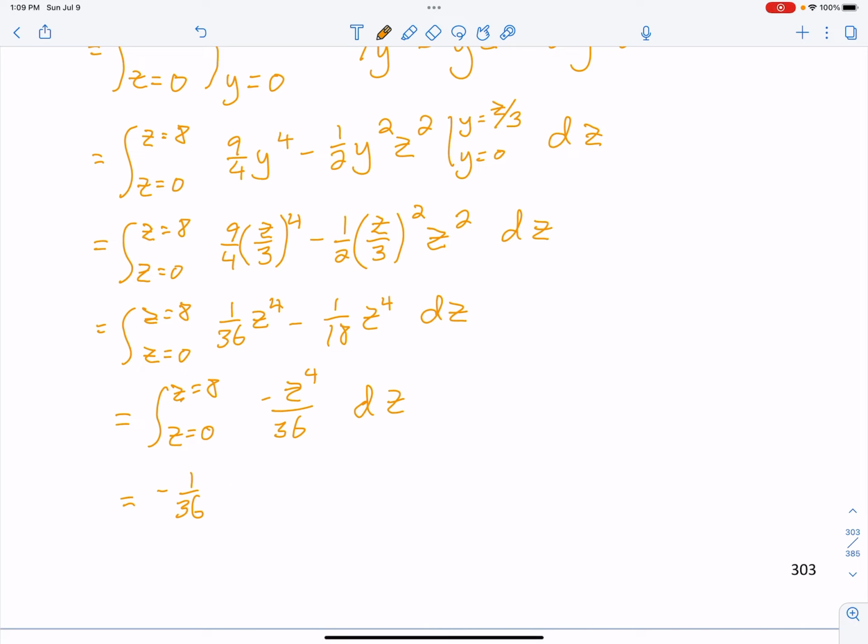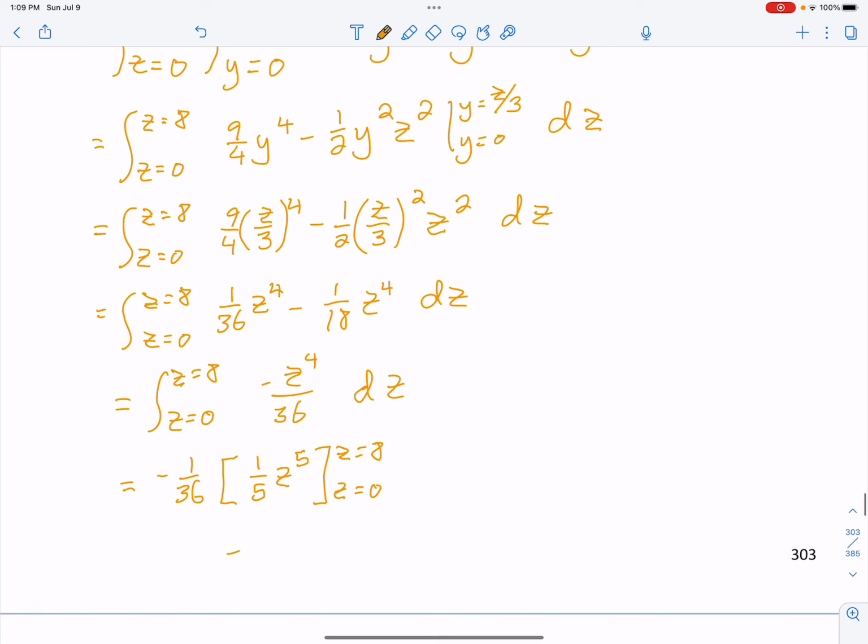And then let's go ahead and do our integral. It's z to the 4th, so it's going to be 1 over 5 z to the 5th. And then we're running that from z equals 0 to z equals 8. I did the arithmetic for us. This ends up being a negative 8192 over 45. So after you plug that in, that's what you're going to get. Use your calculator. There we go.